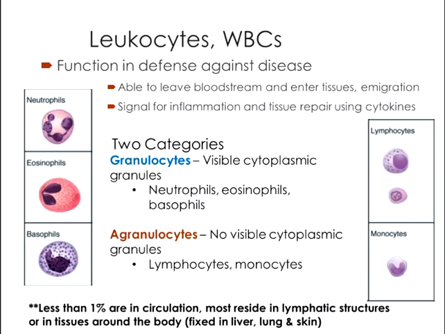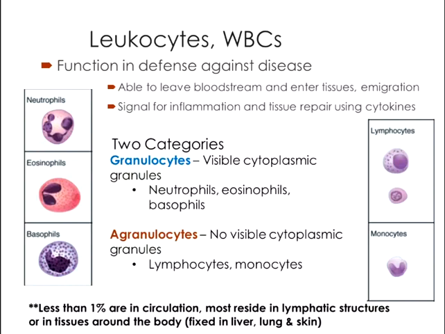So there are two main categories: granulocytes and agranulocytes. Granulocytes have visible cytoplasmic granules. If you look here on the left of the slide, these are your granular leukocytes, and you can see their cytoplasmic granules quite easily. Agranulocytes are said to have no visible cytoplasmic granules, but if you look here, you actually do see them. They're just much smaller in size than the granulocytes. So both granulocytes and agranulocytes have cytoplasmic granules; it's just that the granulocytes' are much bigger.